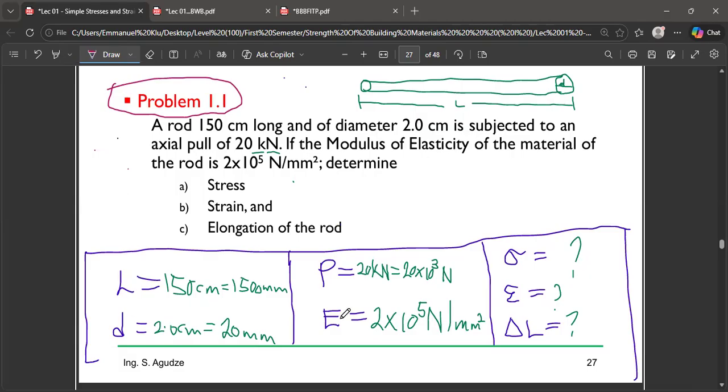The reason why I was writing this way is that let's come and read the question again. A rod 150 centimeter long. So the first person to put over here was who? Length. Can you see? Of diameter, centimeter. So the second person I met when I was reading is the diameter. It is subjected to an axial pull of 20 kilonewtons. That was the third person I met on the road. Well understood. So that is how you have to pick it, so that you don't confuse yourself.